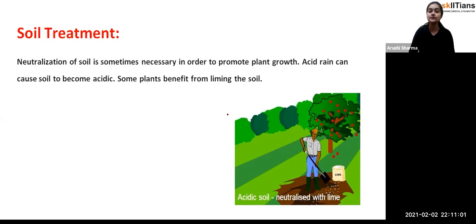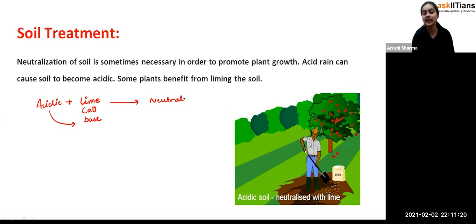So what we do, whenever there is acidic soil, is we lime it. That means liming is done. Liming means that we neutralize this acid with lime, that is calcium oxide, which is also base in nature. And again, when acid reacts with base, neutralization takes place, and the soil will become fine, and you can use that soil for the growth of plants. Okay, so that's how, student, neutralization of soil is sometimes necessary in order to promote plant growth.